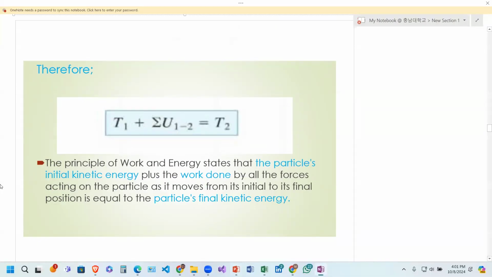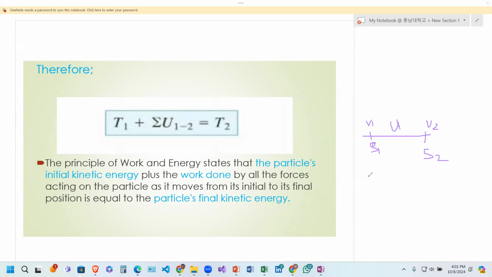I'm going to explain this. Remember, if you have a particle, let me get my pen right here, that started from a position 0, let's call it S1, and then it's moving to S2. At this point it has velocity 1, and at this point it has velocity 2. But as it moves from this point to this point, it has what we call work done. We shall call this work done U.